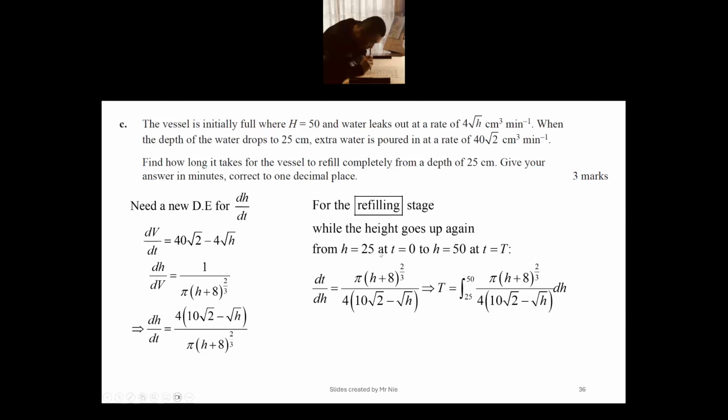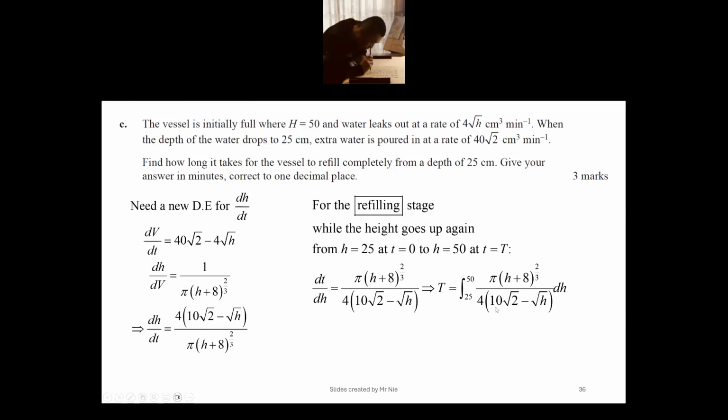Once you flip that, make sure you read the question. It's not starting from initially full. We are treating the refilling stage from 25 to 50. Refill means from 25 to 50. So you are going to integrate your new dt/dh from 25 to 50.